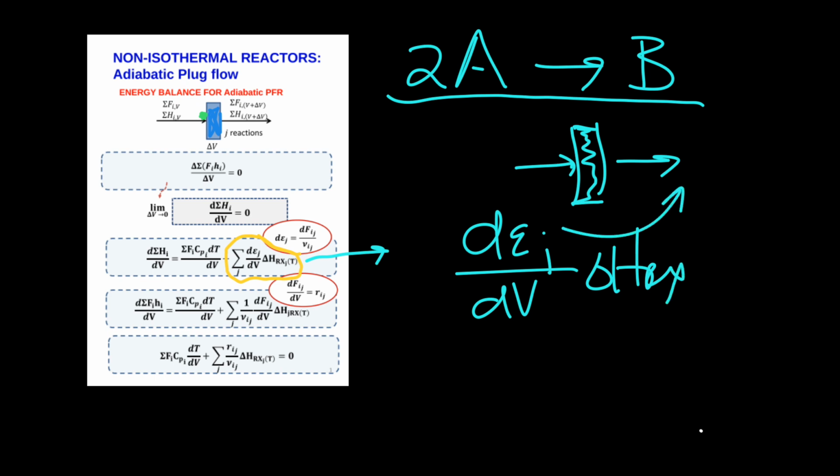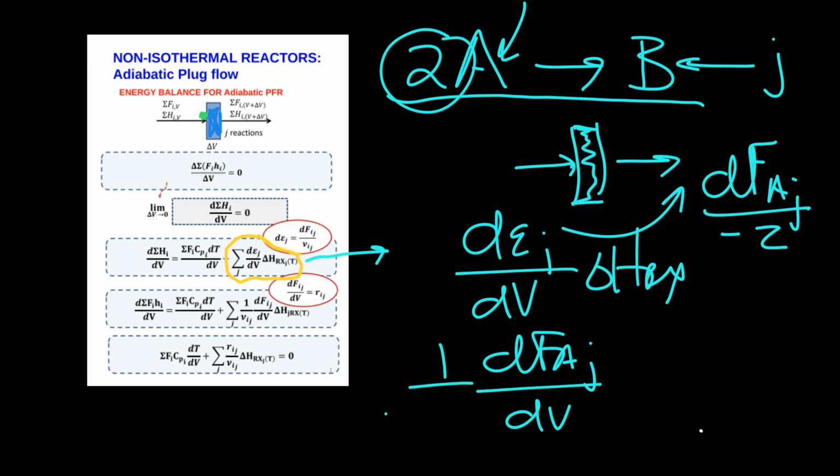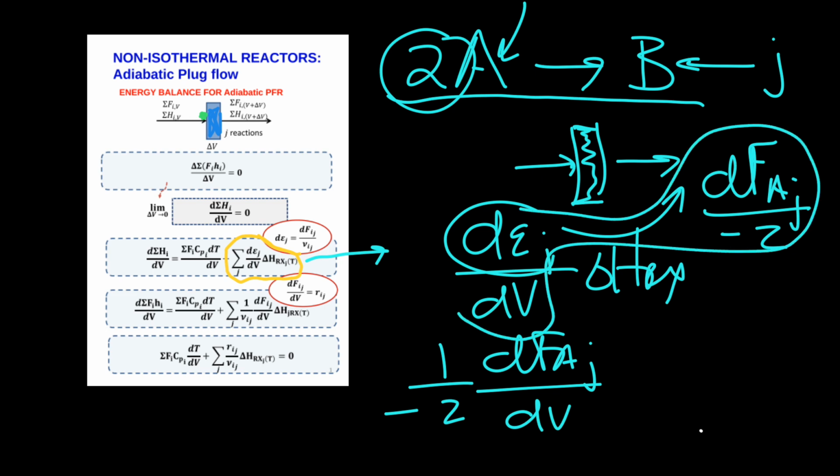My dE, if I want to write it in terms of component A, will be dF of A participating in this reaction J, just in that reaction, divided by its stoichiometric number there, which will be minus 2. So I'm going to end up with a dF of A as it participates in reaction J, dV, multiplied by the 1 over minus 2. Okay, so I've got that part of my term, and just multiplied by my del H of the reaction.